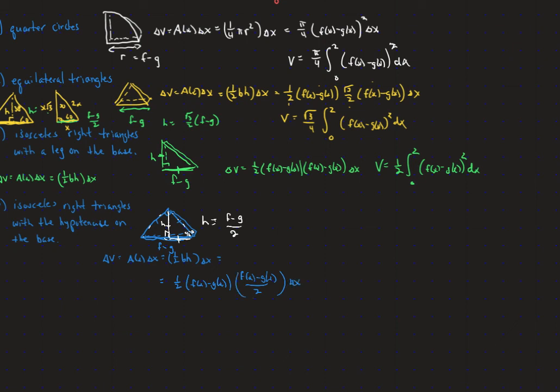or we can just pull that 1/2 together as part of that constant 1/4 integral from 0 to 2, once again getting an f of x minus g of x squared dx. All right, there's a little run through of all of the different volumes we want to know how to do.